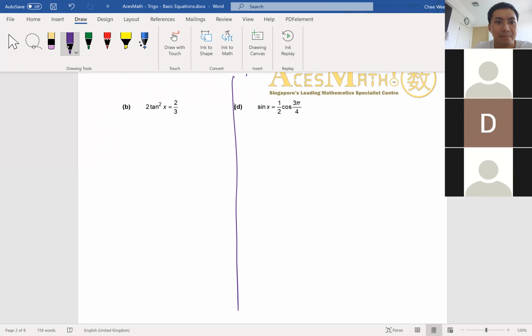So first you have to divide the two. Okay. So FYI, just to clarify, tangent square x like this actually means tangent x squared, okay?